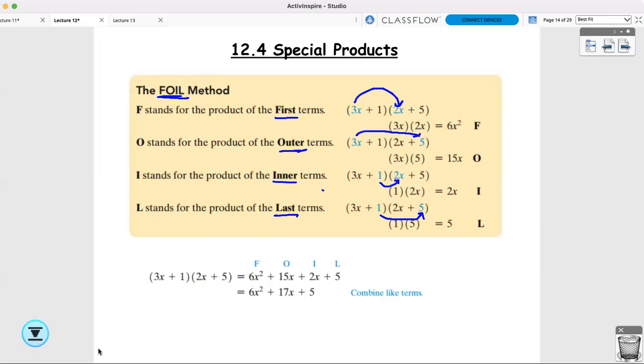All right, guys. Anyone need more time on this slide writing the FOIL method? So once again, type it in the chat if we need more time.